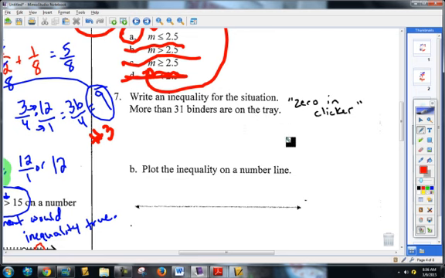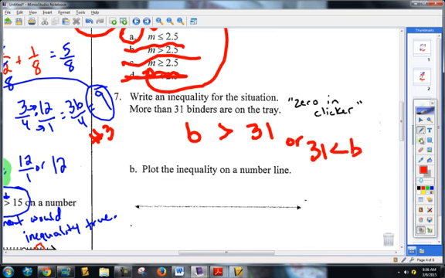More than 31 binders in a tray. So it doesn't matter what variable you use. I'll just use B for binders. And we know we're talking about 31. You could have used X or Y. I don't care. Okay, now, what inequality symbol would show more than 31 binders? Yes? There you go. Must be a greater than symbol. Just like that. And obviously, you could have this then.